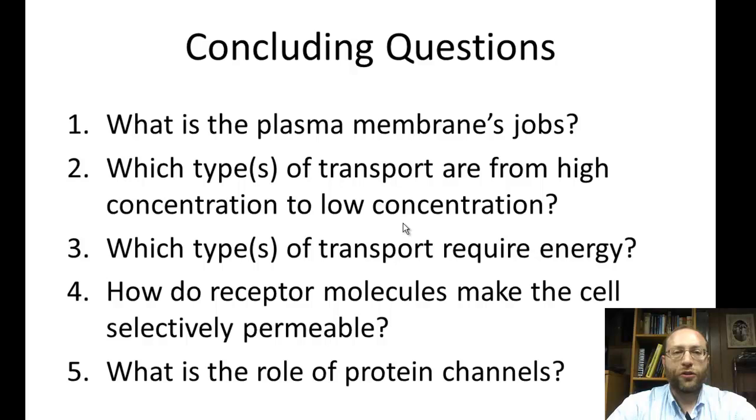Now we come to our concluding questions, and once again you need to answer these questions and hand them in to me tomorrow. Number 1, what are the plasma membrane's jobs? Number 2, which type or types of transport go from high concentration to low concentration, out of those 4 types, and which of those 4 types of transport require energy? How do receptor molecules make the cells semi-permeable, or selectively permeable, in choosing what goes through the cell membrane? And what is the role of protein channels?